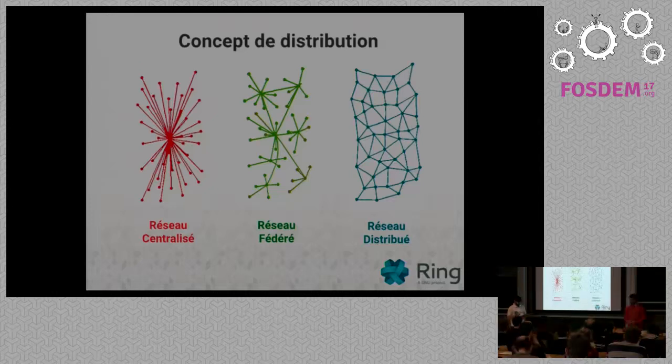The federated system is what we use with emails. With emails we have different servers. Those servers can communicate between each other, and every user is registered on a given server. So you send the email to this server, the server communicates with other servers, and then this other server gives the email to the other end user. And Ring is fully distributed, so there's no federation concept. It's really fully peer-to-peer.